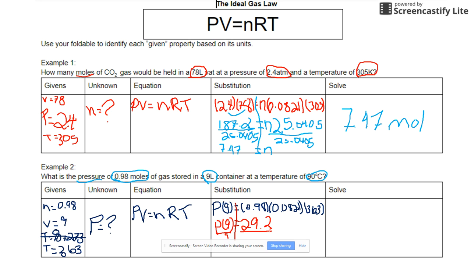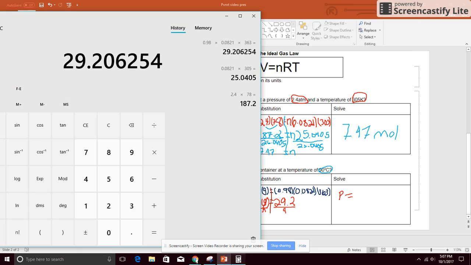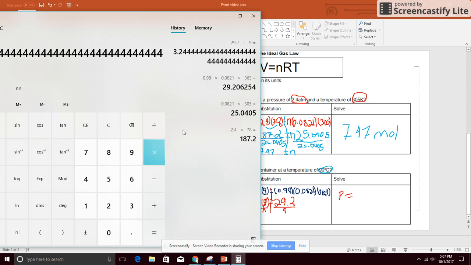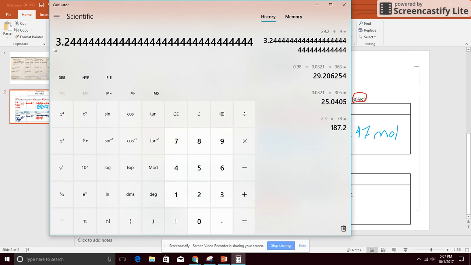I'm kind of running out of room here, so I'm going to go ahead and continue over here. This 9 divided by that 9 will cancel out. So I just get P. So I've got 29.2 left divided by 9. So let me plug that into my calculator. 29.2 divided by 9. I've got 3.2 and then a bunch of 4s. I'm going to go ahead and round that to 3.24.